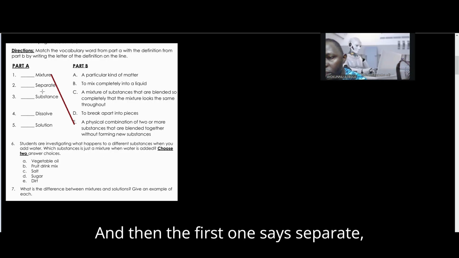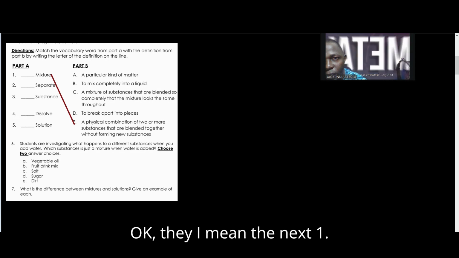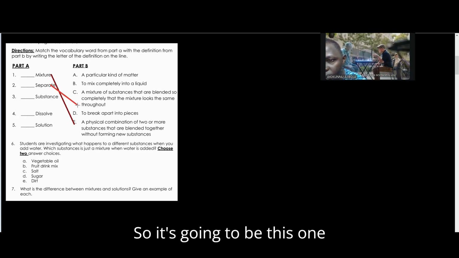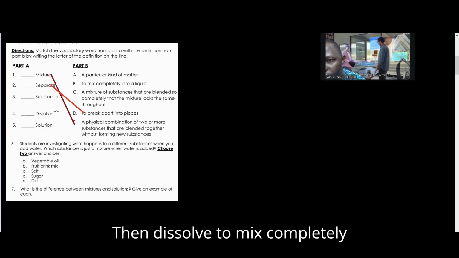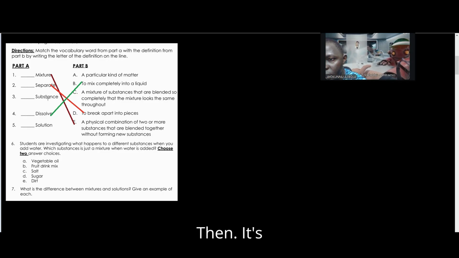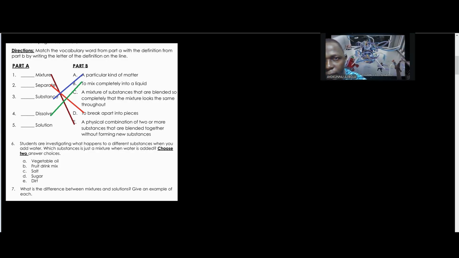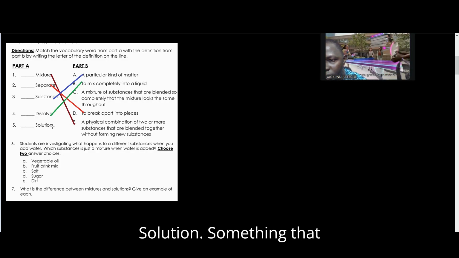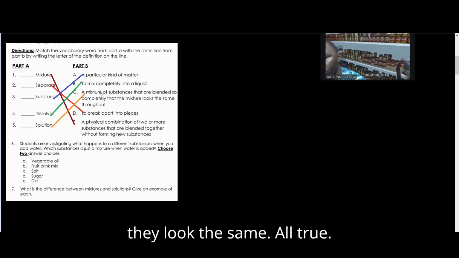The next one says separate: to break apart into pieces, okay? So it's going to be this one, to separate something. Then dissolve: to mix completely into a liquid. Then substance is a particular kind of matter. Then solution: something that mixes completely, that blends so that it looks the same all through.